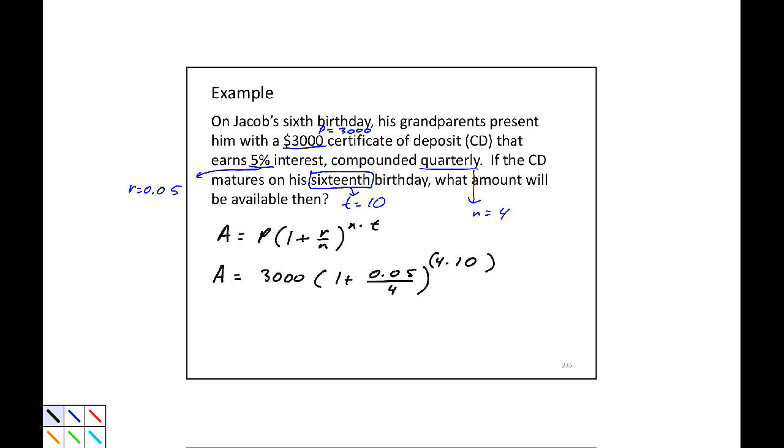So, putting this into a calculator: 3,000, open parentheses, 1 plus 0.05 divided by 4, close parentheses, to the, parentheses, 4 times 10, close parentheses. That is approximately 4,930.858. So this means our answer is $4,930.86.